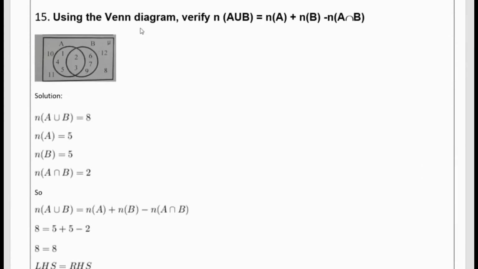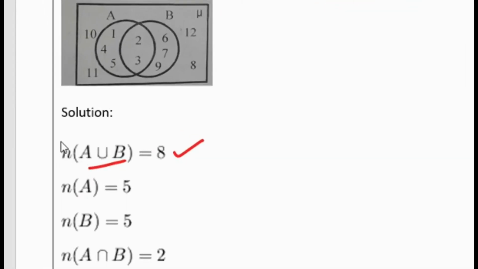15th question, using the Venn diagram, verify n of A union B is equal to n of A plus n of B minus n of A intersection B. So there is a Venn diagram for you all. So here n of A union B is 8. So n of A union B, in the sense, the number of elements in A and B are 8, because 1, 2, 3, 4, 5, 6, 7, 8. In A and B, both sides, there are 8 elements.